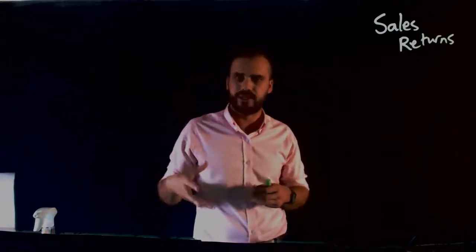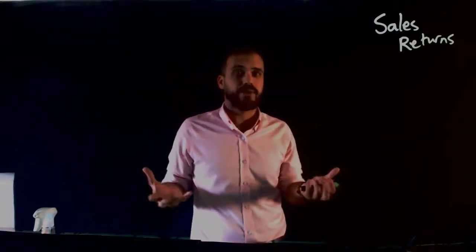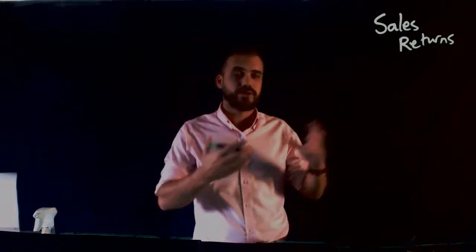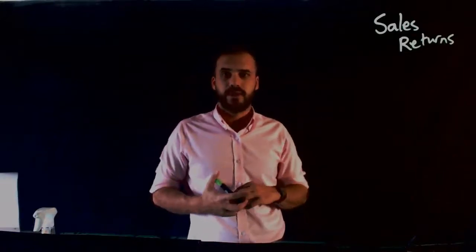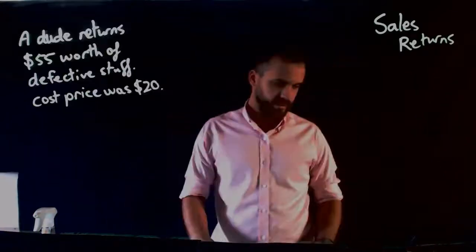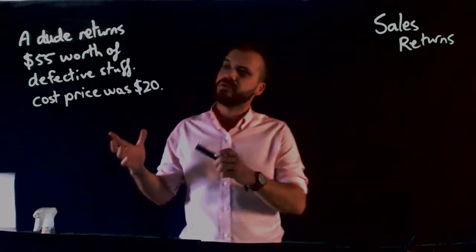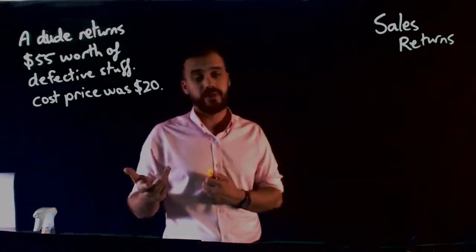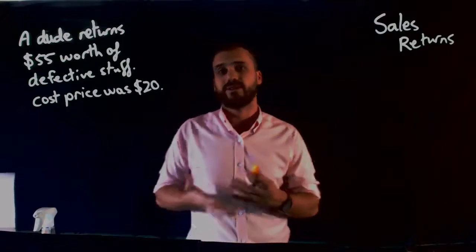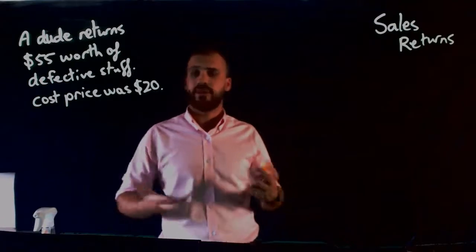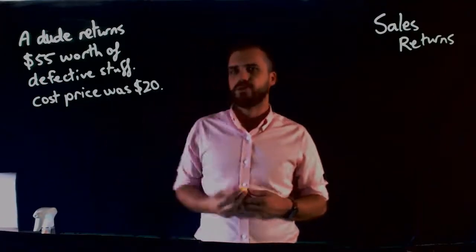So if you haven't watched the correcting entries video, it's probably a good idea to watch that, or at least refresh your memory on it if you haven't watched it for a little while, so you can jump straight into this as well. Let's look at a transaction and we can see how we go with it. Okay, so a dude returns $55 worth of defective stuff. So we sold him some stuff valued at $55 and he didn't like it. Maybe it was the wrong color and he's just given it back, or maybe it was broken, whatever. The cost price was $20.